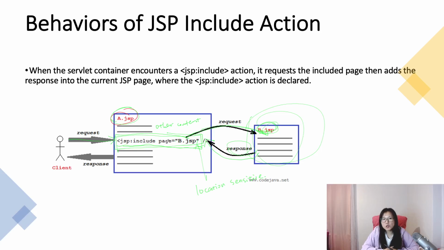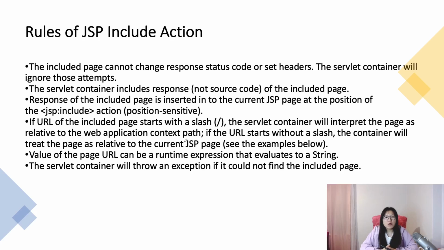It also means every client that makes a request to a.jsp, the action will happen for every request. If we have 10 requests coming to a.jsp, then the include action will be repeated 10 times. That's what I mean. So when we use the JSP include action, there are also some rules.